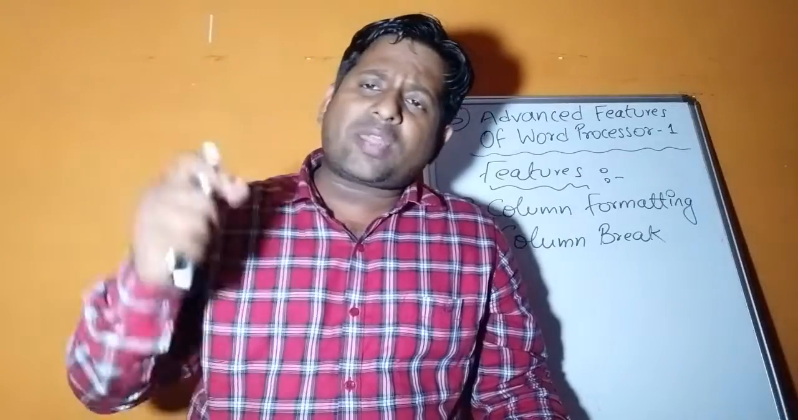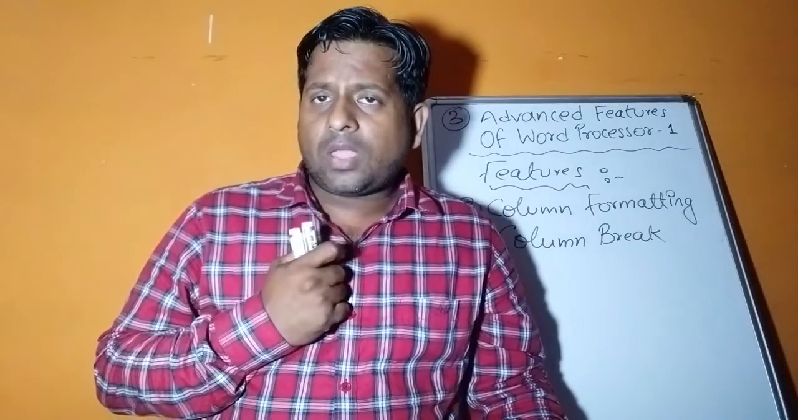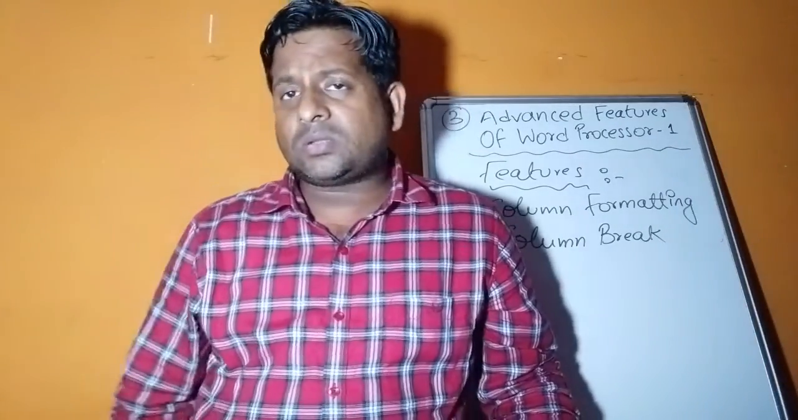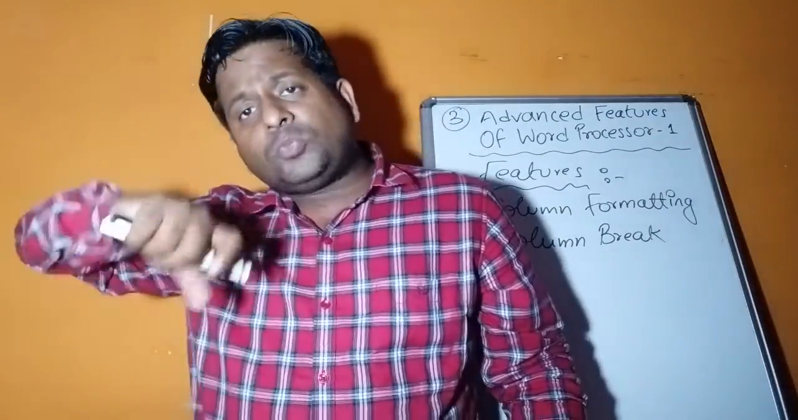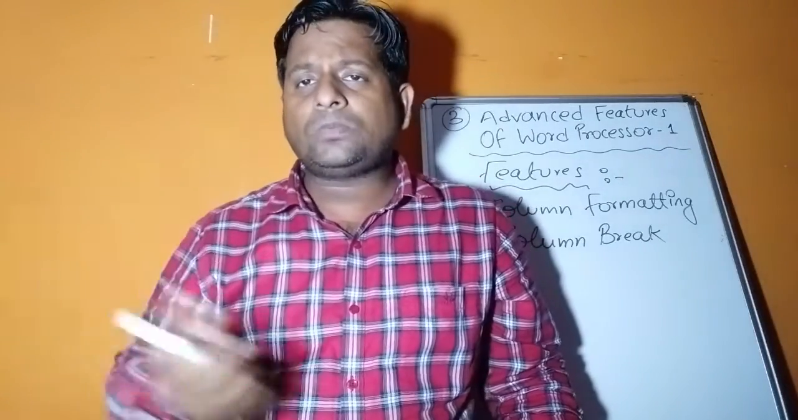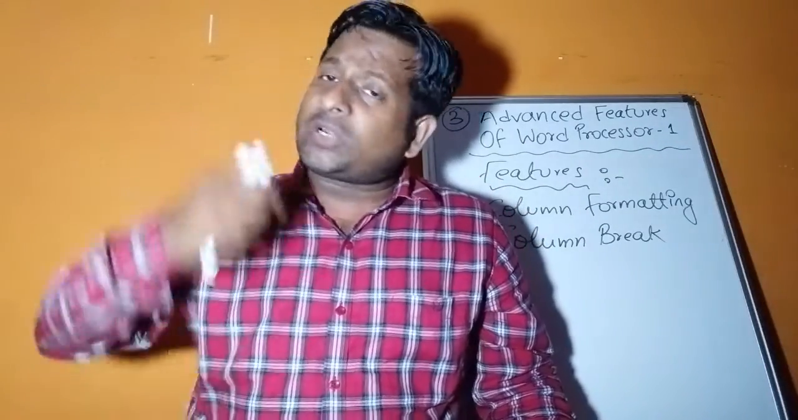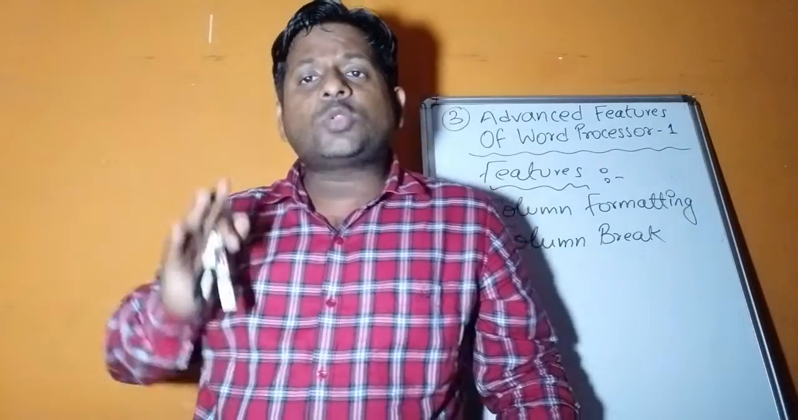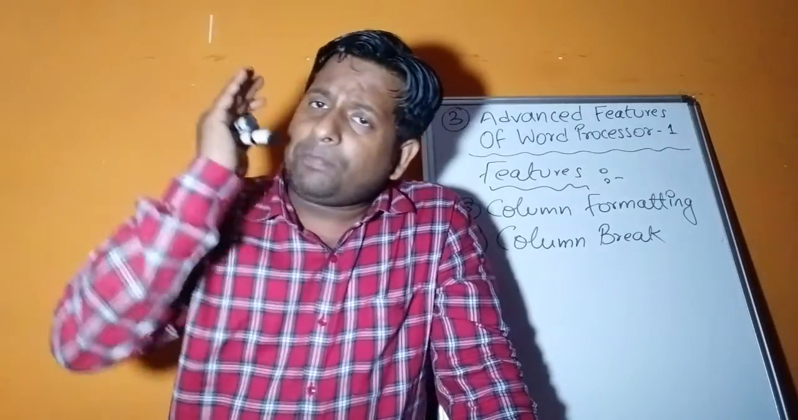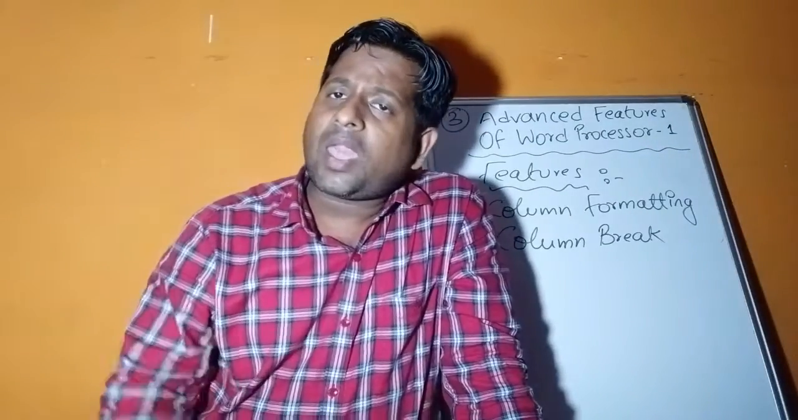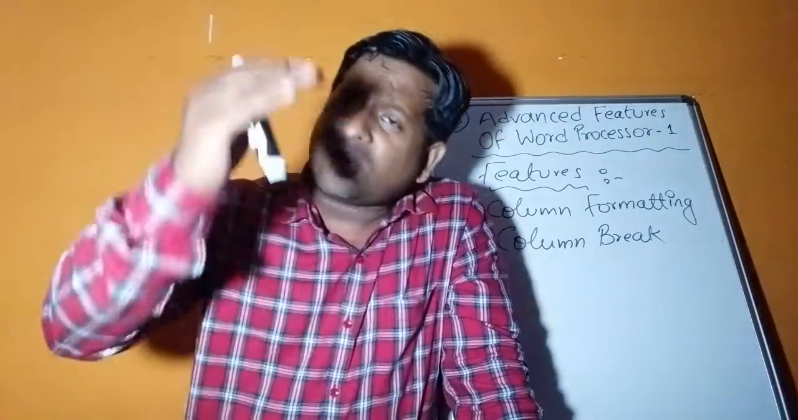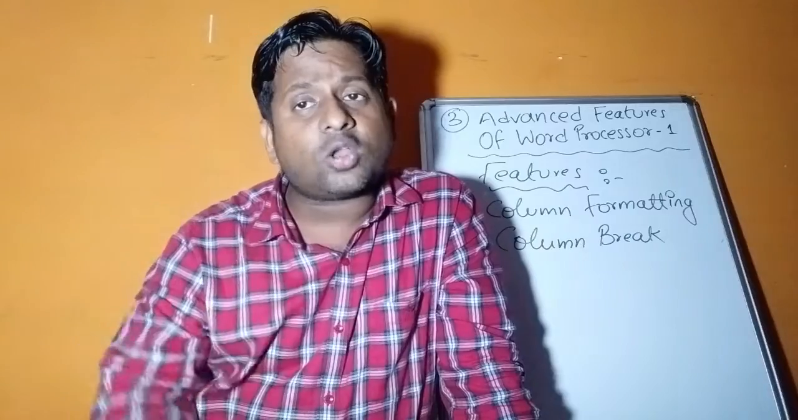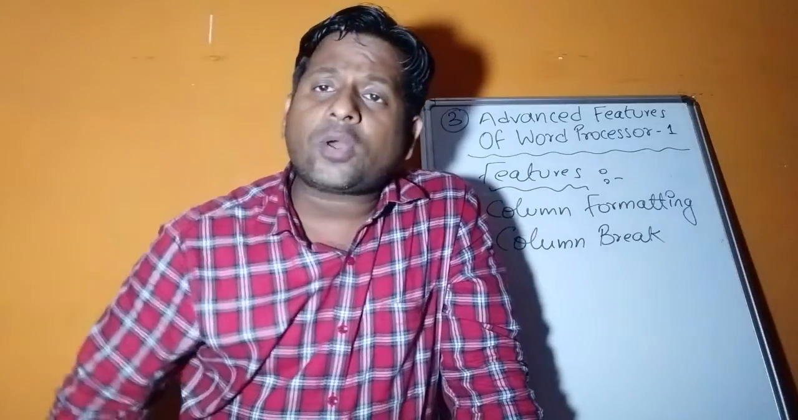Suppose in one paragraph you are writing 10 lines, and after writing 5 lines, you wish that the remaining 5 should move to another column, no issue. You don't have to rewrite that, you don't have to erase, you don't have to delete, nothing. We have a shortcut feature known as column break. Simply place the cursor where you want and use the column break option. You'll find the rest of the lines, the rest of the sentences, will move automatically to the next column. So this is the benefit we get from column break.